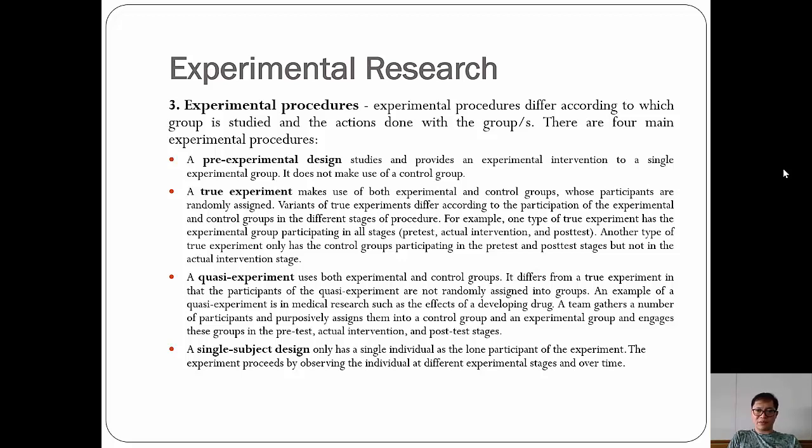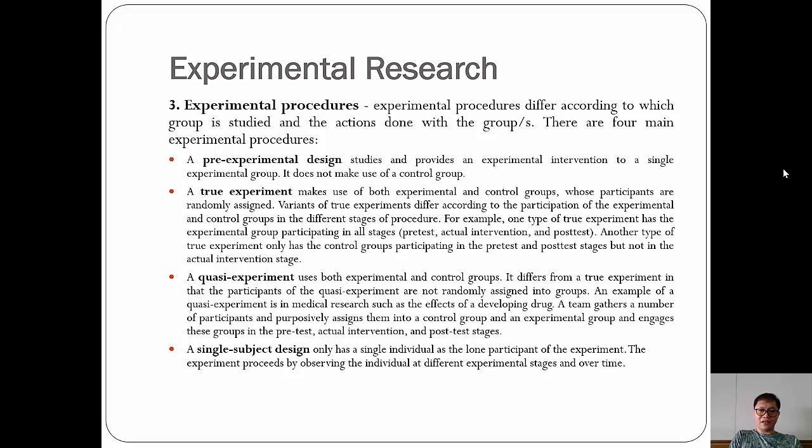Quasi-experiment. Use both experimental and control group. It differs from a true experimental in that the participants of the quasi-experiment are not randomly assigned into groups. An example of a quasi-experiment is a medical research such as effect of a developing drug. A team gathered number of participants and purposively assigned them into a control group and experimental group and engages this group into the pre-test, actual intervention, and the post-test stages. So, quasi. Pareha karon, no? Vaccine. So, isagasa lang. So, naa kay involvement. So, para siya quasi.